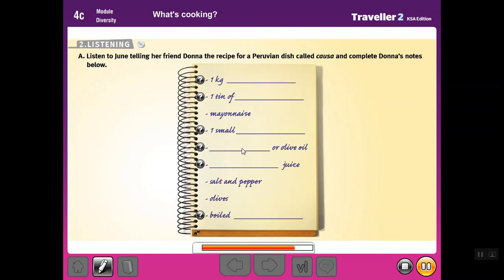That's easy. I know, and it's delicious. Then put it in the fridge for a while to cool. That's it? Yeah. Oh, and don't forget to add some olives or boiled egg slices for decoration before you serve it. Lovely. What's it called again? Causa. Causa. I know a very nice Peruvian salad recipe too. Hold on, let me get more paper.